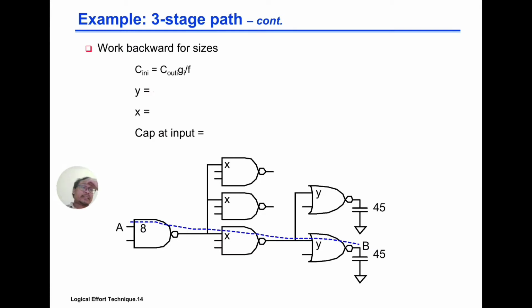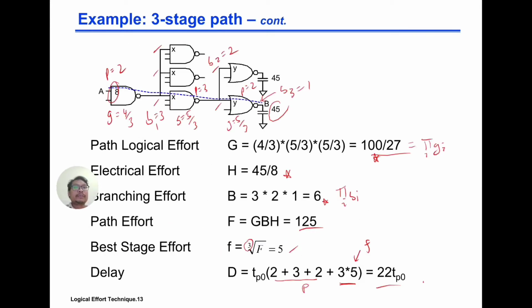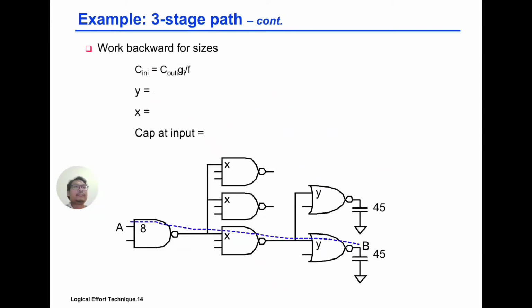So how do we get the size? Just now we analyzed the total. We know the total delay, we know the small f. So how do we get the size? Similar to the inverter method that we did, we can find the size: C in i equals C out i times g i over f.